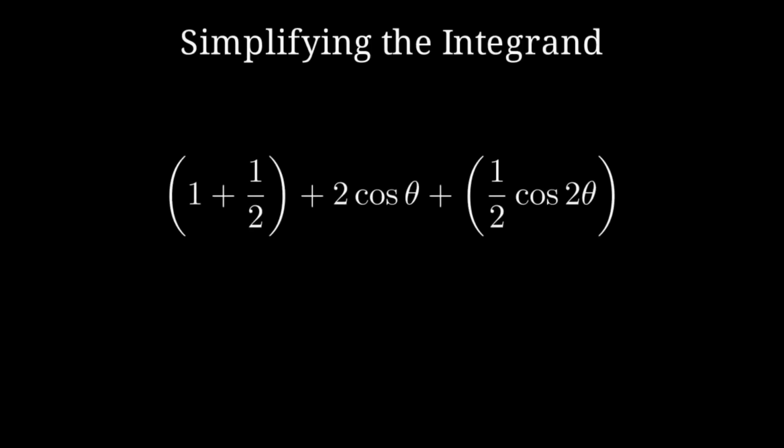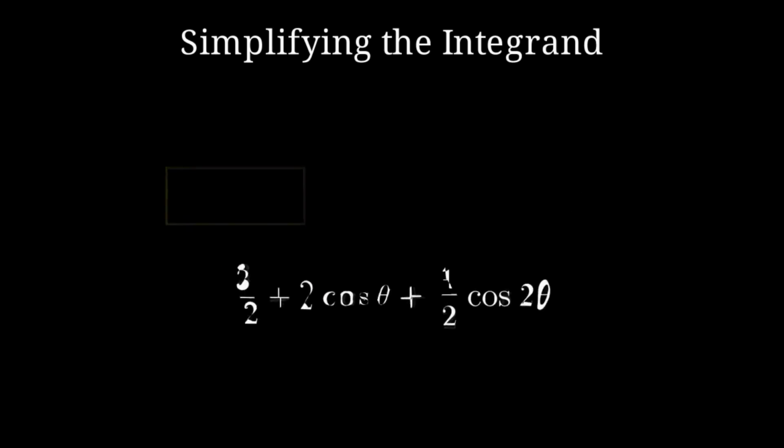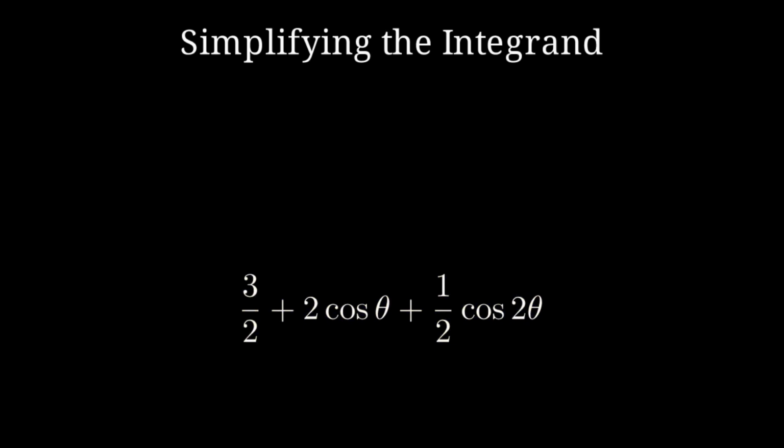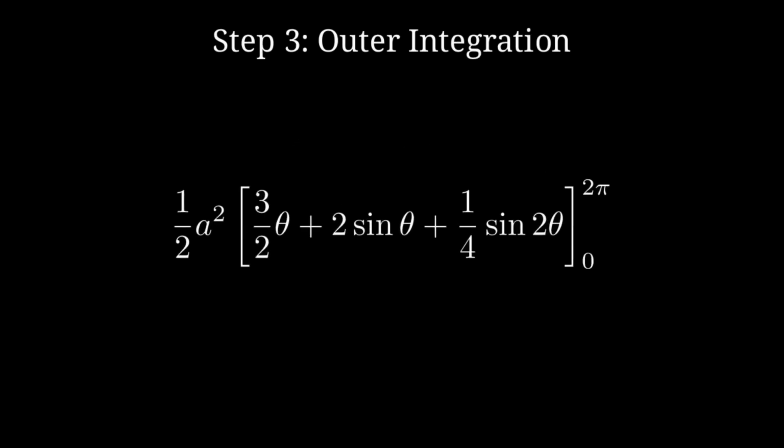This substitution is key to integrating trigonometric powers easily. Now we combine the constant terms. 1 plus 1/2 gives us 3 halves. Our integrand is now a sum of 3 simple terms that we can integrate individually with respect to theta. Integrating term by term, 3 halves becomes 3 halves theta, 2 cosine theta becomes 2 sine theta, and 1/2 cosine 2 theta becomes 1/4 sine 2 theta.